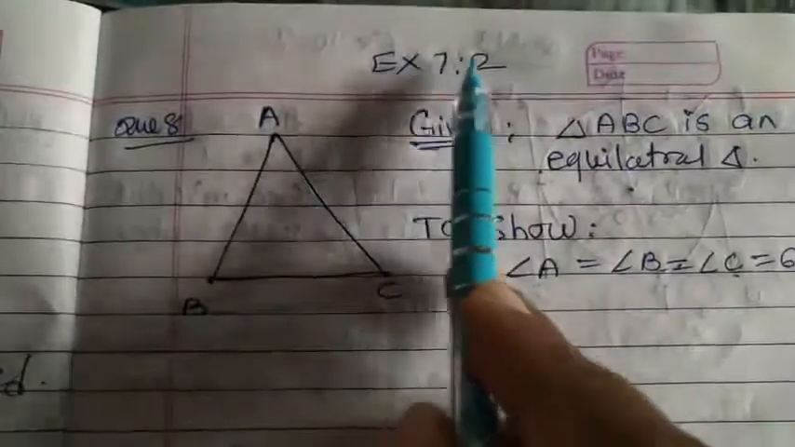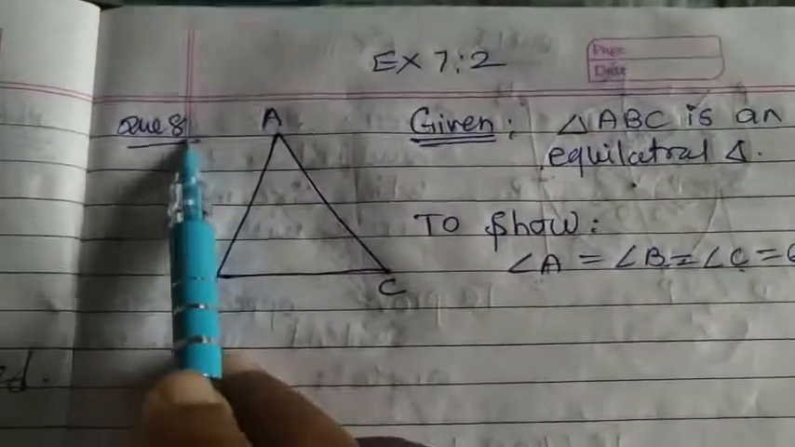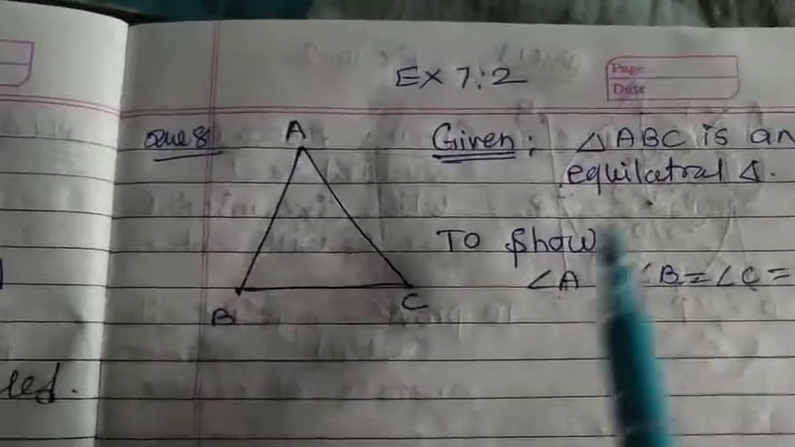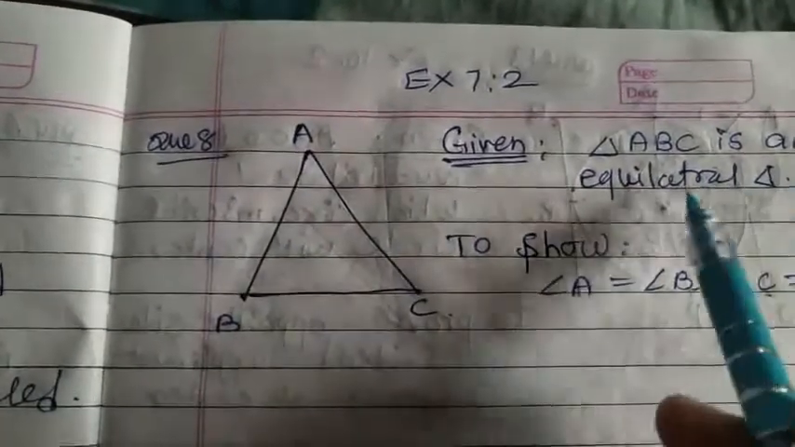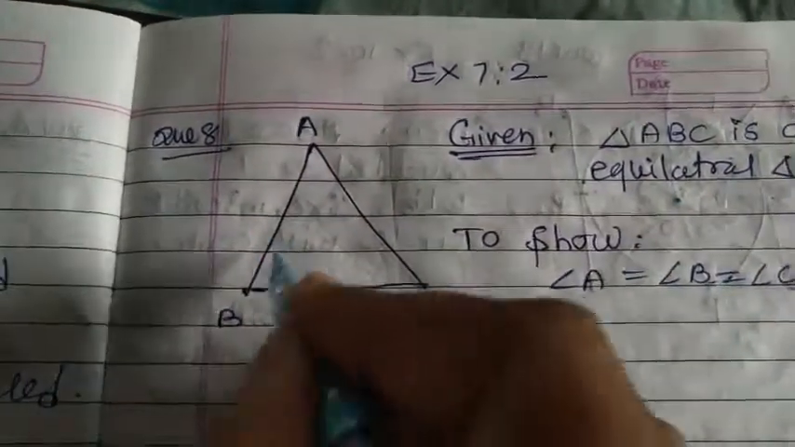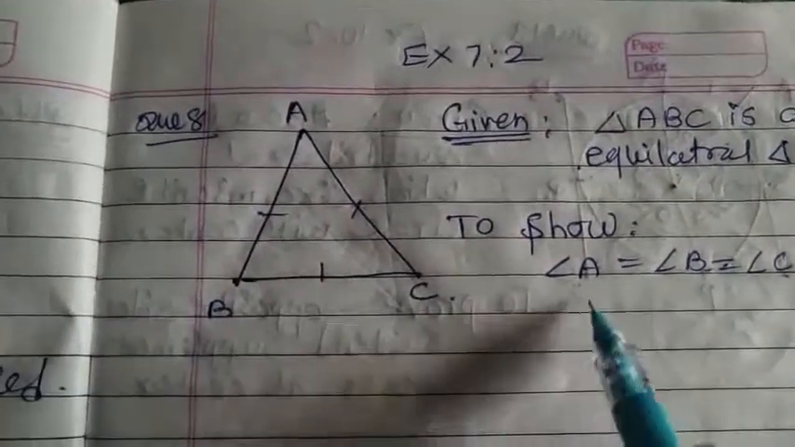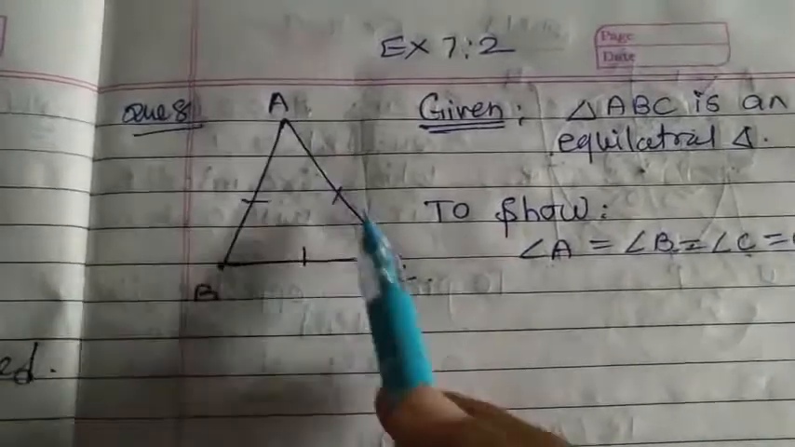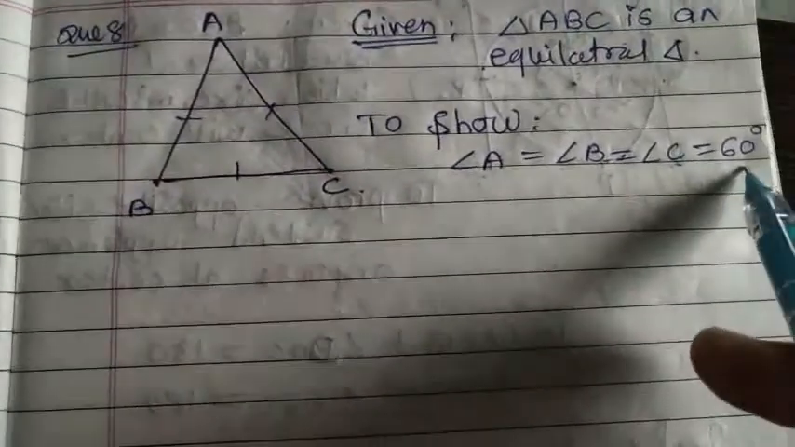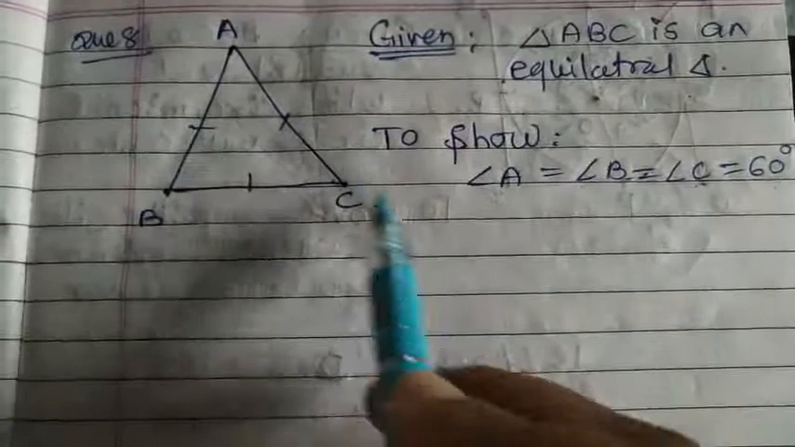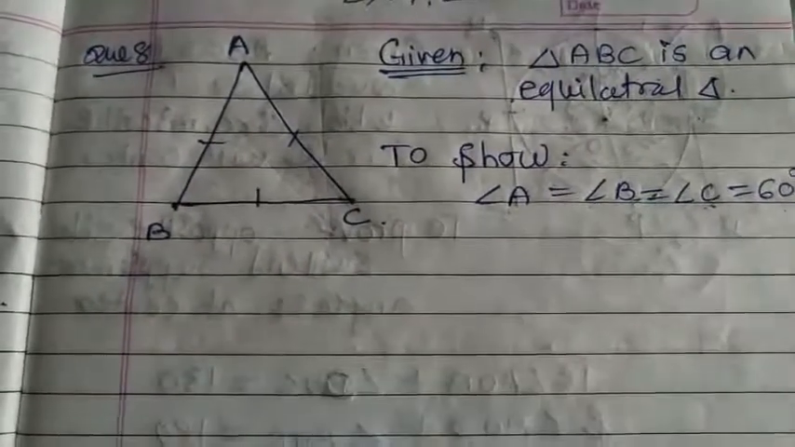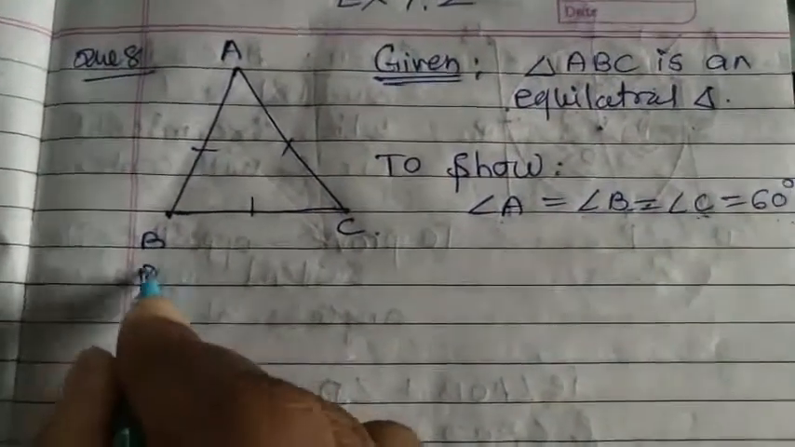Next question, exercise 7.2, question number 8, the last question of this exercise. Triangle ABC is an equilateral triangle. It is given. Equilateral triangle means all three sides are equal, and you have to show that the measure of all these angles is equal, and which is 60 degrees. Means the measure of each angle is 60 degrees. This thing we have to show here. Now consider the proof.